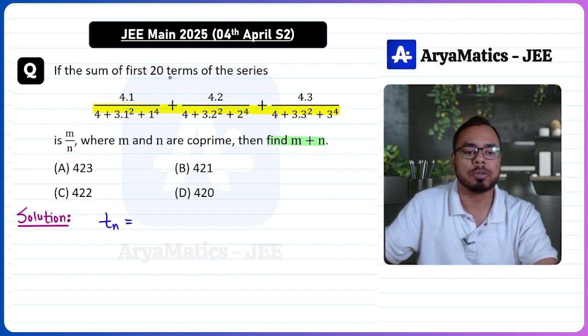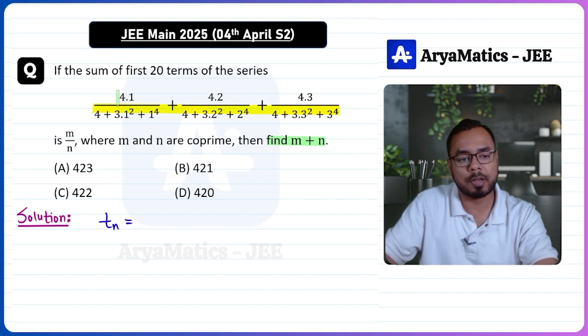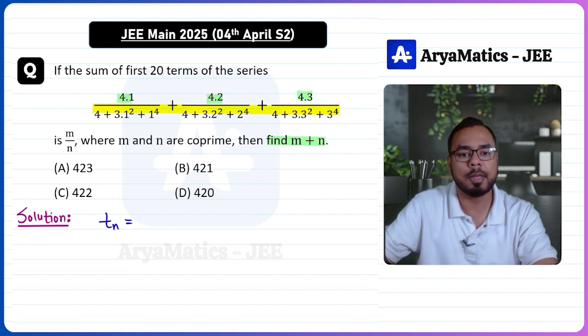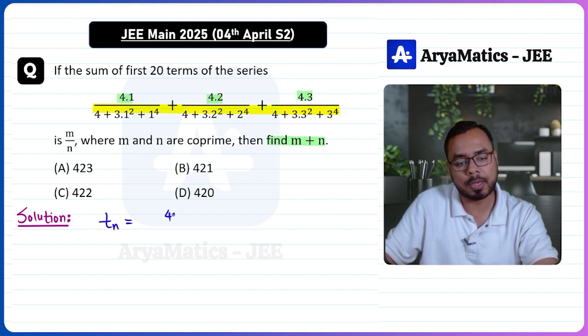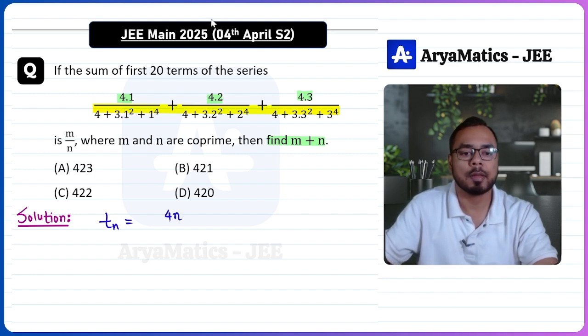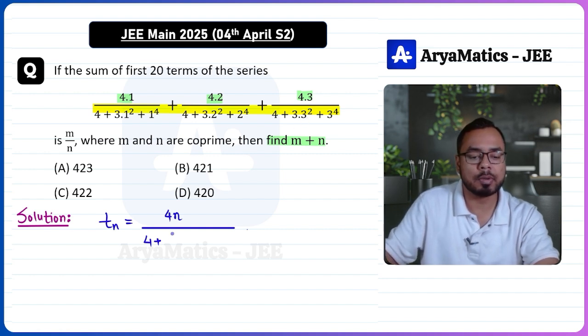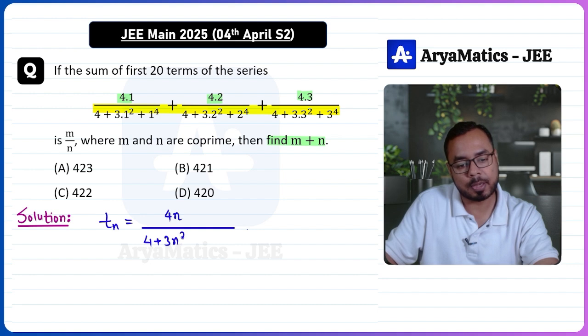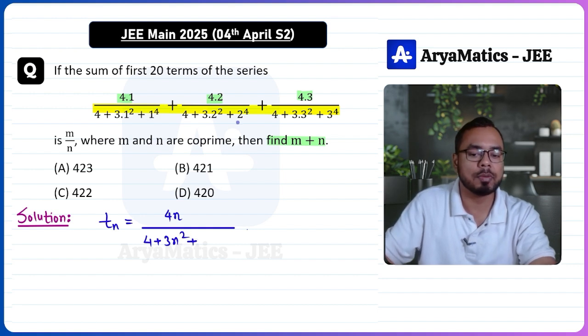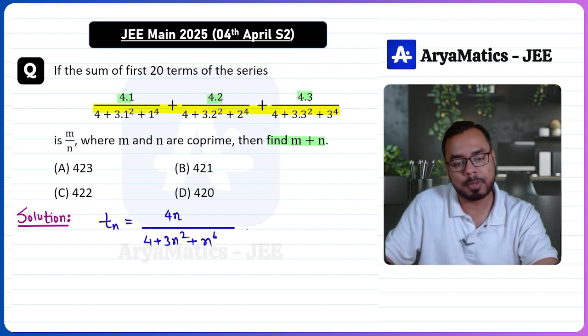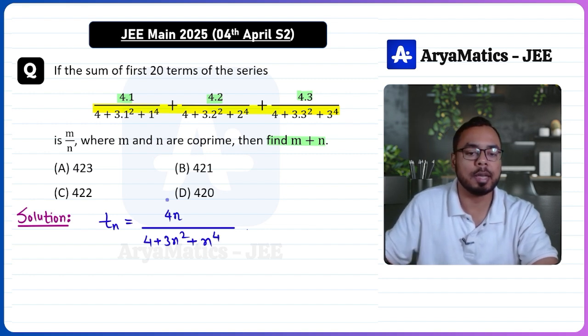Right, so in the numerator you can see that we have 4 into 1, 4 into 2, 4 into 3. So in the nth term it will be 4 into n, and this is divided by, in the denominator, the first term is always 4. Then the next one is 3 into 1 square, 3 into 2 square, 3 into 3 square, so it will be 3 into n square. And 1 raised to 4, 2 raised to 4, 3 raised to 4, so this will be n raised to 4. So this is Tn. Now, as you can see, in the denominator we have a biquadratic polynomial.